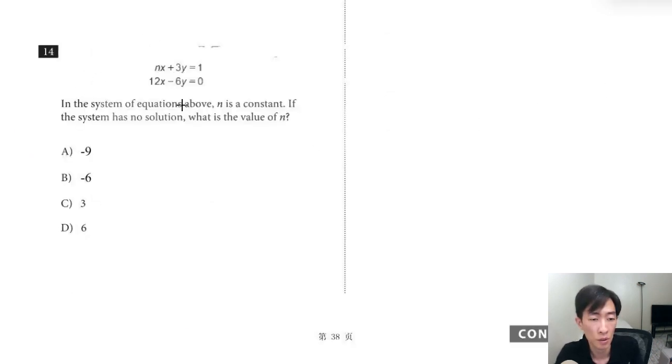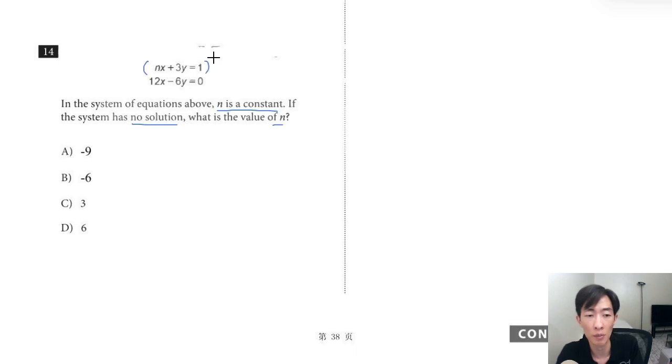Question 14, we've got a system of equations. It says n is a constant. It has no solution, and what is the value of n? So on the SAT, whenever they ask you questions about no solution, one solution, infinite solutions, you want to make the equations as close to each other as possible, and really you need to get them to say the same thing. So what do I notice first? For the x's, we've got nx and 12x. That's fine, we don't know what n is, but we've got 3y and 6y. So I really want these to say the same thing in terms of y.